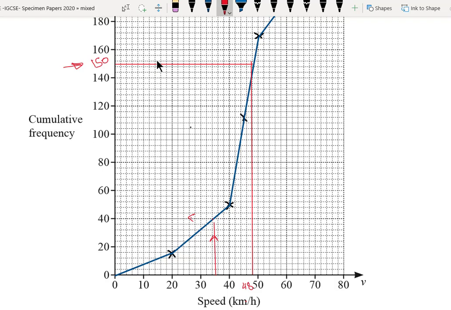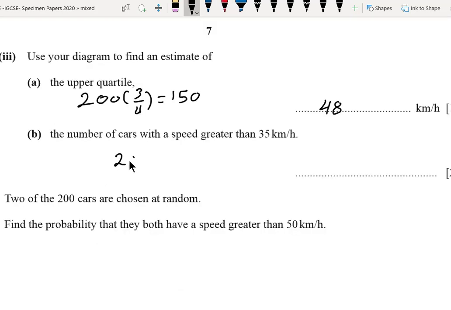In the previous question, we started from 150 and then read the corresponding horizontal value. And here we make the inverse. We start with 35 and then read the corresponding frequency, which is 40. But the question asks about the cars above 35, so we don't calculate all the above cars. What we can do, the answer will be 200 minus 40, so the answer will be 160 cars.